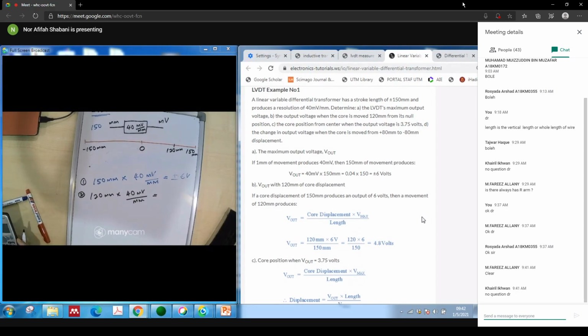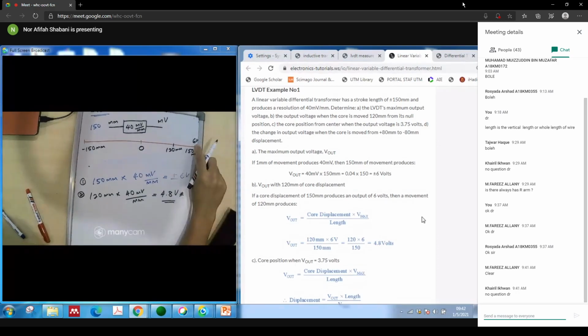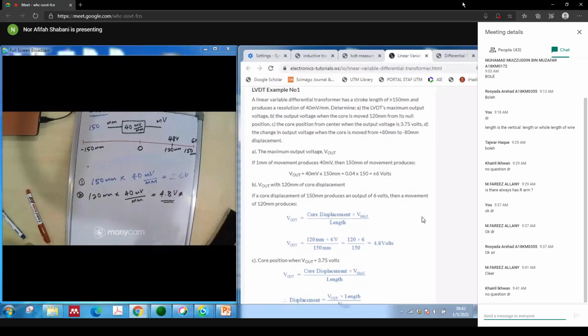120 times 40. You get 4.8 volt. So that means the maximum it can produce is 6 volt, and for 120 millimeter, it will produce 4.8 volt. So the range is 6 volt minus 4.8 volt. Okay, so we can use this concept.